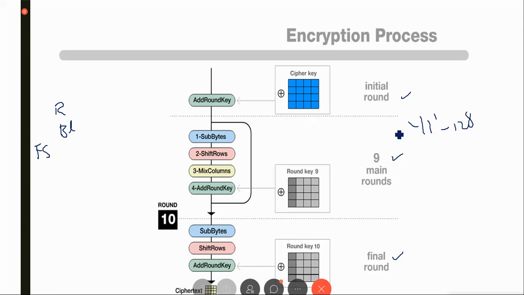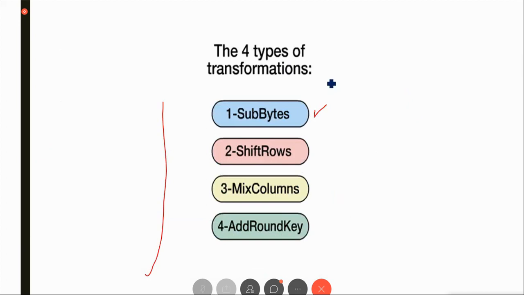Now, the proposal was that in the initial round, you go ahead and perform an AddRoundKey. In the 9 main rounds, you have 4 operations mainly, or 4 transformation functions. And in the 10th final round, you have 3 transformation functions. You do not have the MixColumns. So, operate with just SubBytes, ShiftRows, and AddRoundKey. Mainly 4 transformation functions.